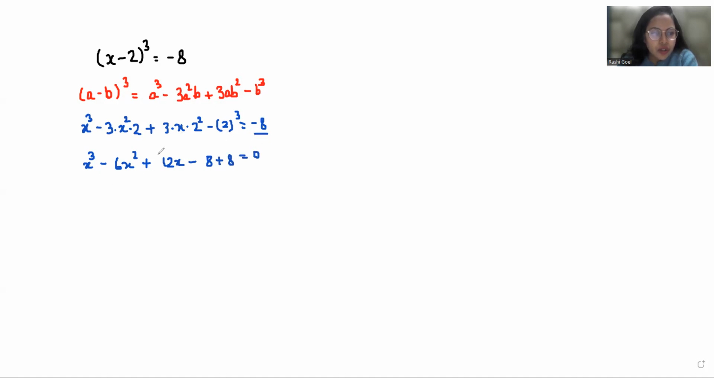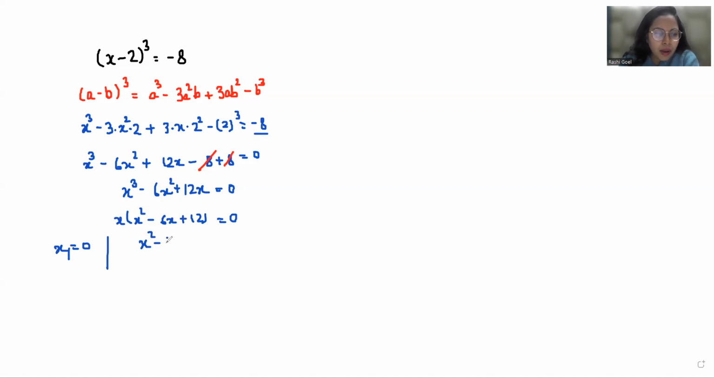So now we can eliminate this negative 8 with positive 8. So what is left? x cube minus 6x square plus 12x is equals to 0. If I take x as common, x square minus 6x plus 12 is equals to 0. Now we have two roots, either x is equals to 0, so we can give the value x1 is 0, or x square minus 6x plus 12 is equals to 0.